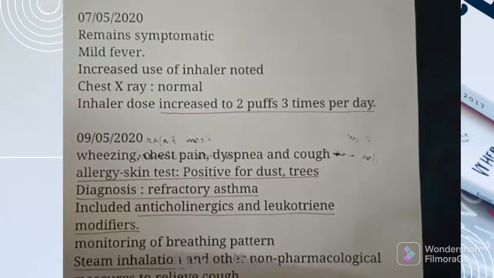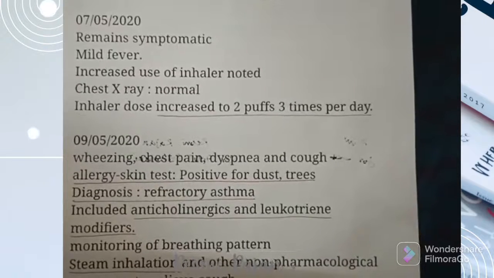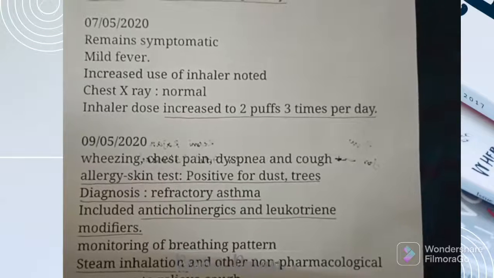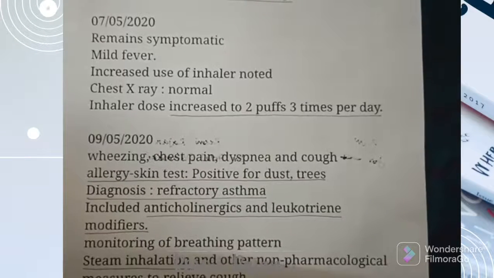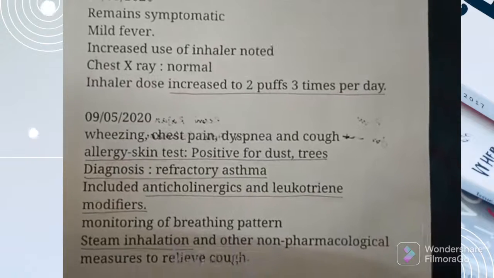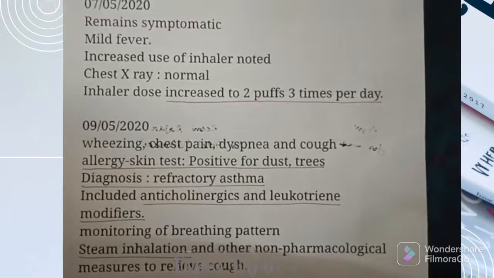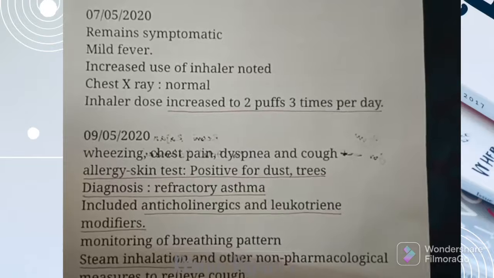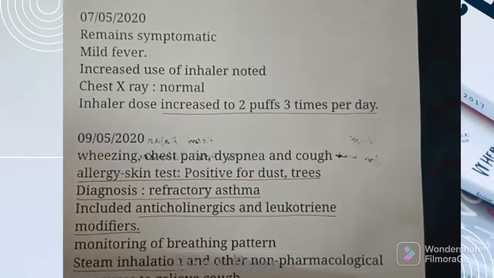7/5/2020. Remains symptomatic, mild fever, increased use of inhaler. Here you can see more or less the same things have been repeated. So for us actually these are all irrelevant data, but we have to write the increase to 2 puffs 3 times per day. It was 2 puffs twice daily, but they have changed it to 3 times per day. Later on we can see 9/5/2020. Again the patient started to show the same symptoms. So there the relevant data is that they did an allergy skin test and he was positive for dust and trees.